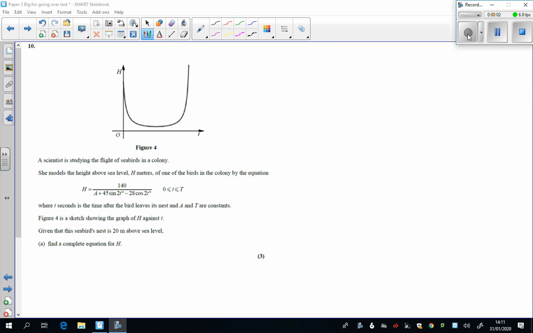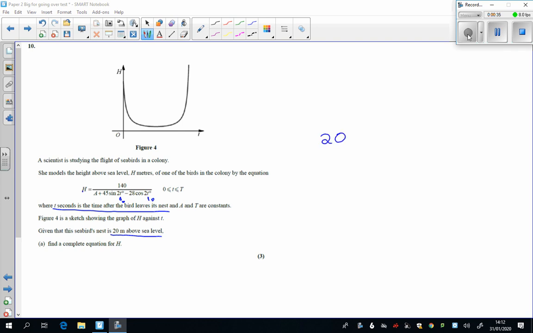So question 10 starts with a bit of reading and a bit of thinking. And we're getting 3 marks here just for having a think about this. We're told that the nest is 20 meters above sea level and t is the seconds after it leaves its nest. So I suggest to you that when you put a 0 in here, the answer is going to be 20.